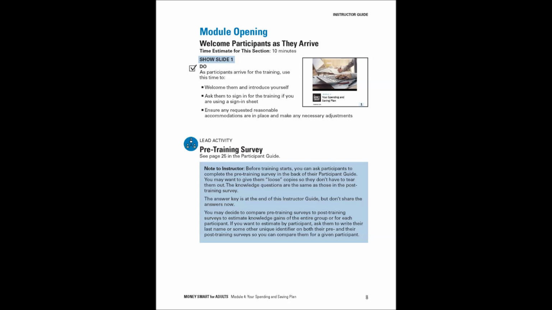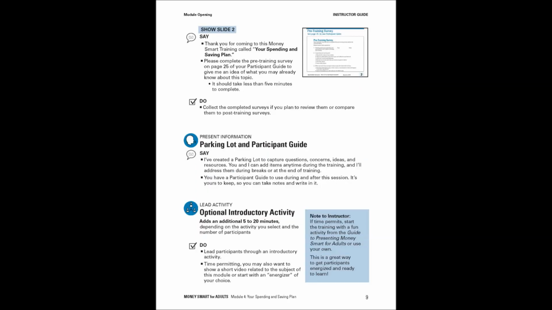Now, here's the module opening. You're showing slide number 1 as participants arrive for the training. Use this time to actually welcome them, introduce yourself, ask them to sign in, ensure any requested reasonable accommodations are in place, and make any necessary adjustments. And once you're ready to begin the training, ask the participants to complete the pre-training survey, and you're showing slide number 2 as they do that.